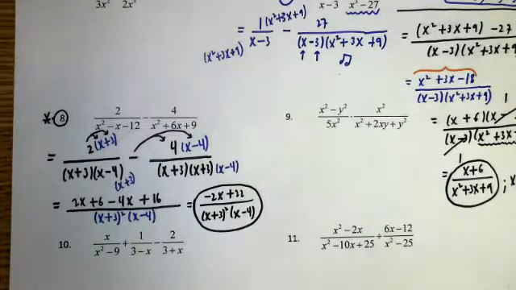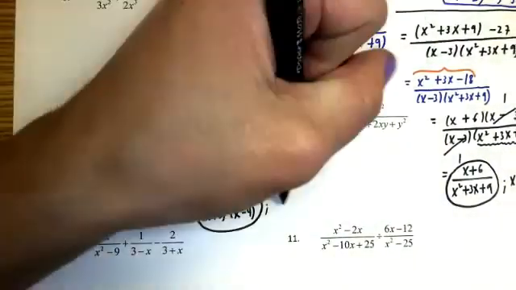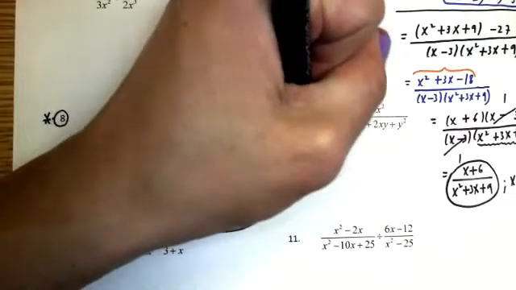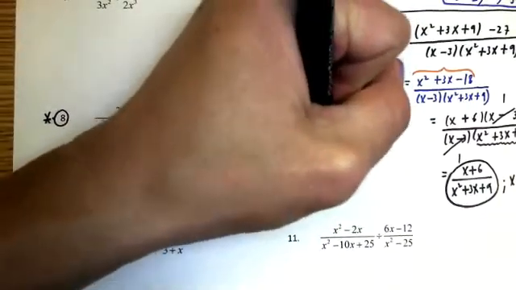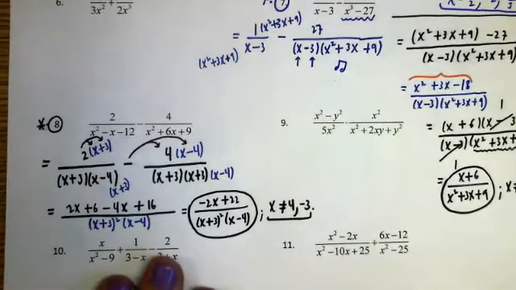Just don't forget your domain restrictions, right? X can never be anything that would make any denominator 0. So 4 or negative 3 would be good restrictions. On the back of this sheet, you're going to see some complex fractions. We're going to try one of these together.